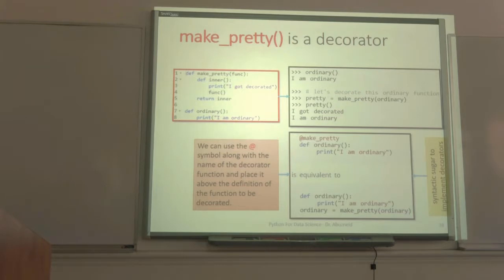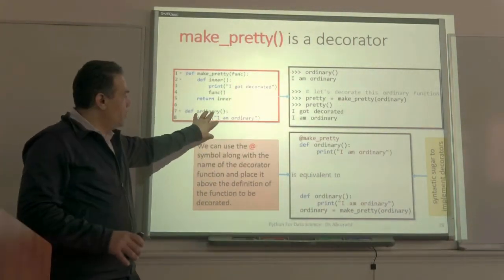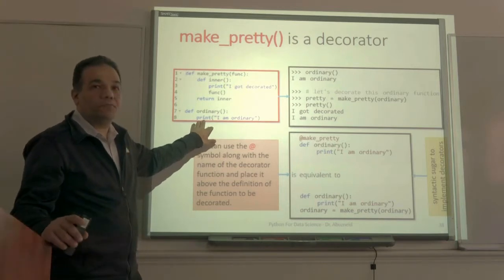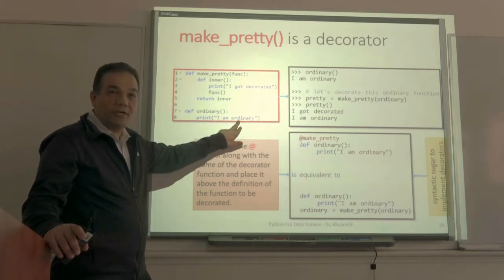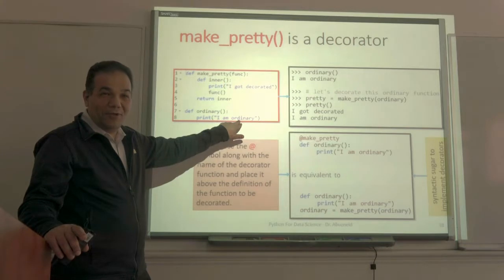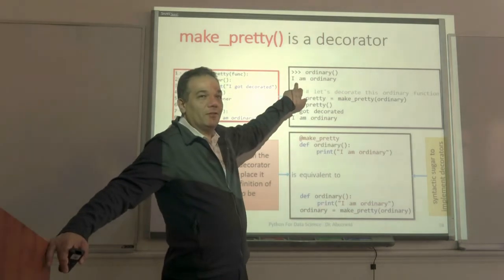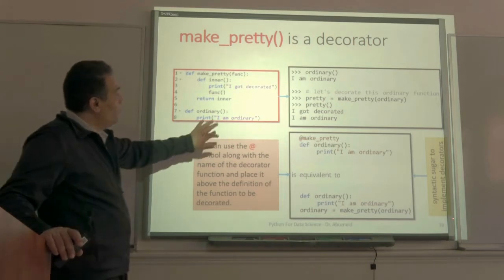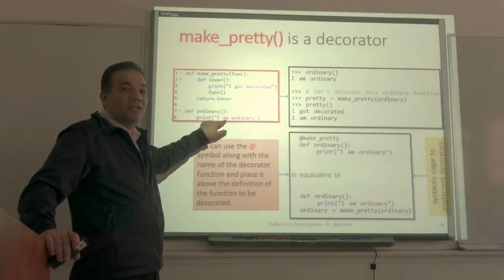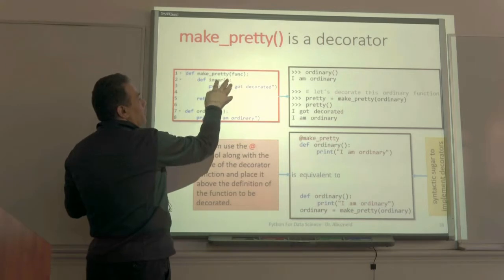So let me explain it for you quickly. The decorator is, you have a function, like the ordinary function. What does this ordinary function do? It prints "I am ordinary." So if I call it, what does it print? "I am ordinary." So what is the decorator? The decorator is a function that calls that function and modifies it. So we have created a decorator in here, so we could pass ordinary to this function.